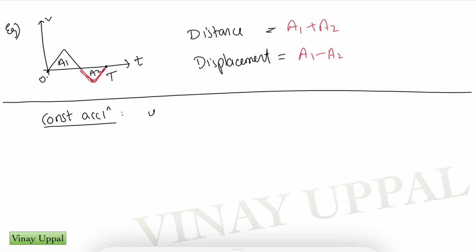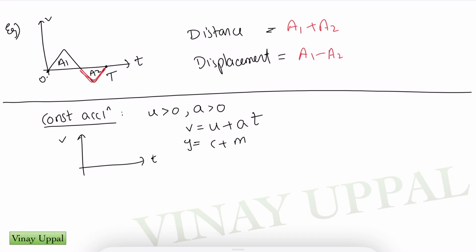If I take the case that the initial velocity is positive and the acceleration is also positive, my velocity versus time graph, because v is equal to u plus at, is a linear graph. It's like y equals mx plus c. The x coordinate is time, the y coordinate is the velocity, the slope is the acceleration, and the y-intercept is the initial velocity. So my graph will simply look like this. If acceleration is negative, then you will have a negative slope in this manner.